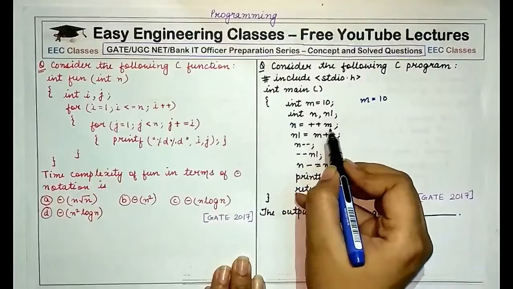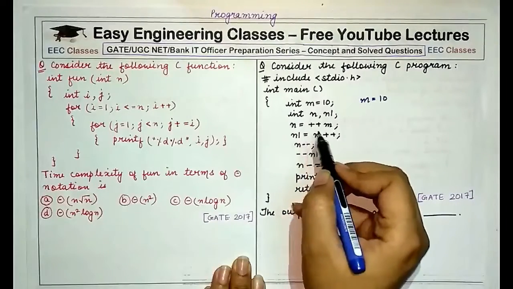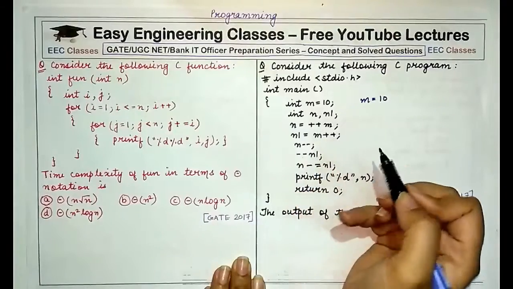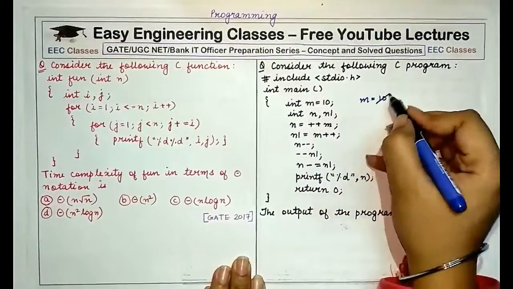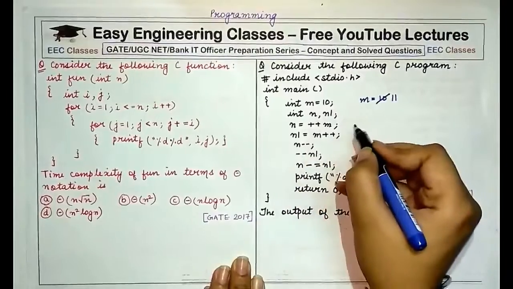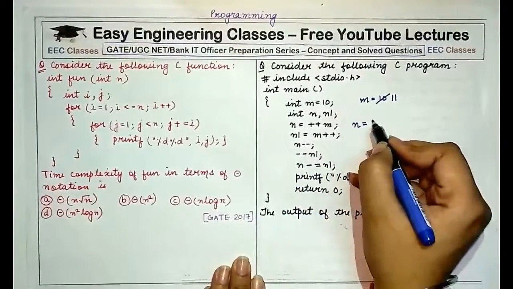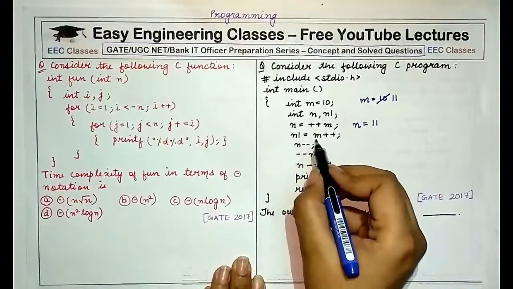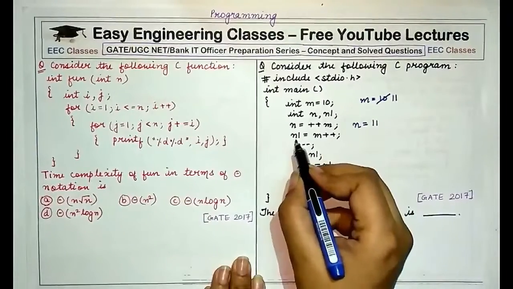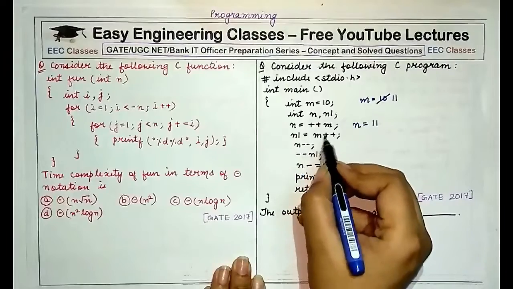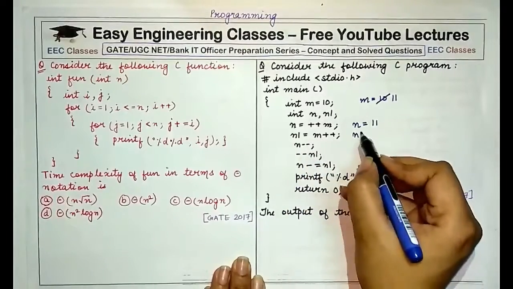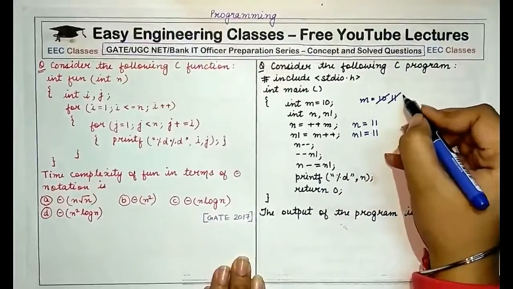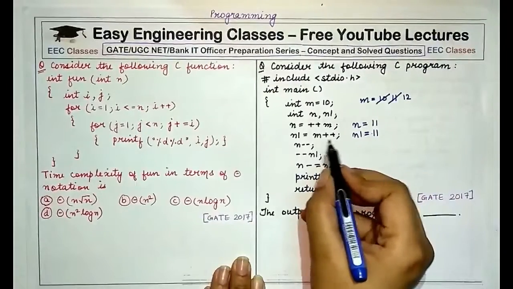Now ++m means it is a pre-increment operator. That means first m will be incremented, the value of m will be increased, and then it will be assigned to n. So n gets a value of 11. Now n1 is equal to m++. That means n1 is assigned the value of m, and then later the value of m is increased because it is a post-increment operator.